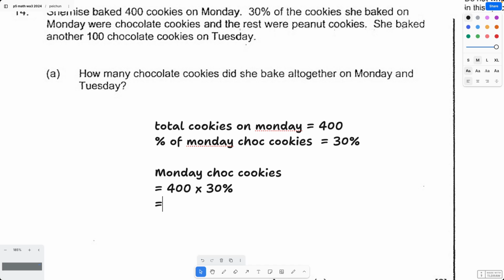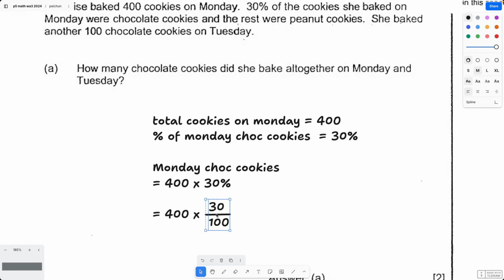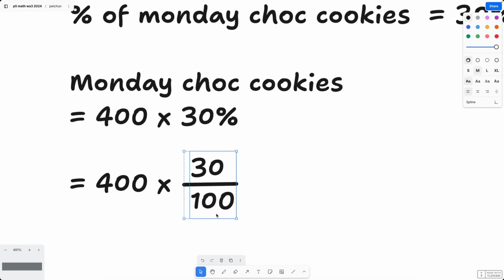So essentially we look something like this, right? 400 times, and then we're going to put 30% as a fraction. So I'm going to put 30 over 100 as what you see over here, and then we can cancel stuff out. Let's cancel the first 0, and then over here, let's also cancel another 0.